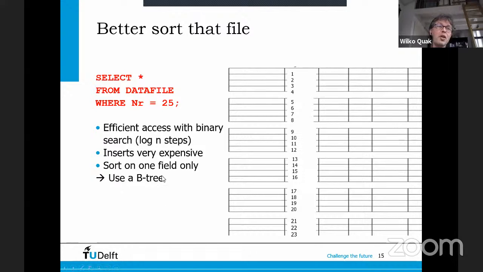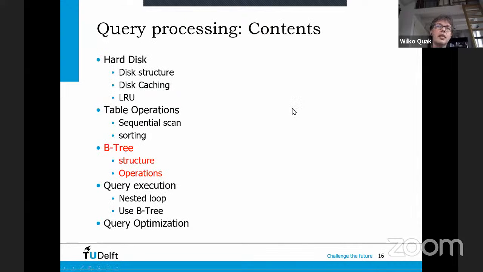And then we go to the third way of storing it, and that's called a B tree, a tree structure on top of the disk blocks. We'll see that in the next slide, but the disk blocks are structured a bit differently. Let's see how it works.